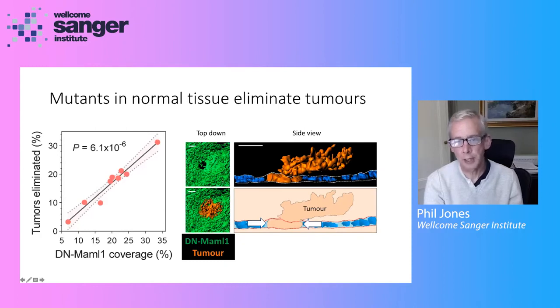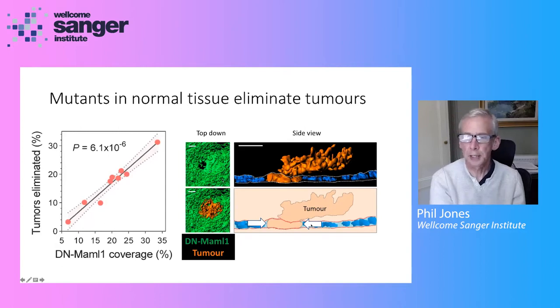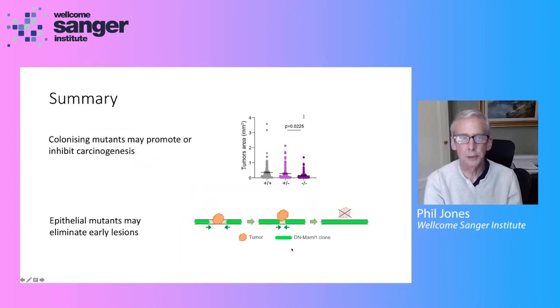And how this might work is perhaps suggested by this image here. You can see one of these microtumours, and it's got a very thin footprint in the dividing cell layer here. It's surrounded by mutant cells. And just in this cartoon of the image here, you can imagine that the mutant cells might extrude out this small footprint in the dividing cell layer, and so that lesion would be lost. So in summary, colonizing mutants might either promote or inhibit carcinogenesis. And in the more complicated landscape that characterizes humans, epithelial mutants might eliminate early lesions.